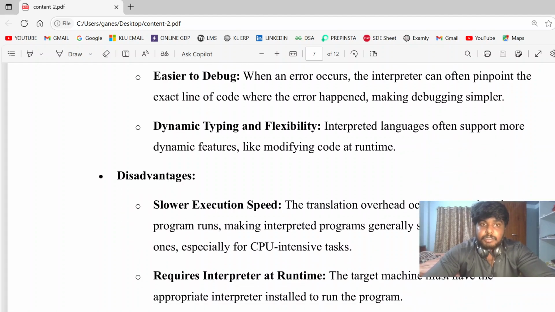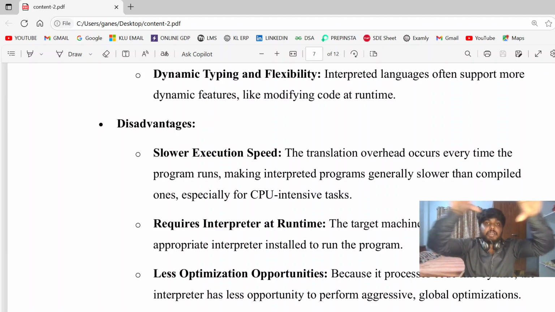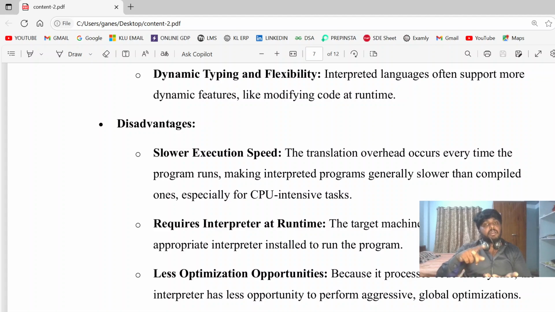The disadvantage is that execution speed is always slow. It requires an interpreter at runtime and has fewer optimization opportunities, because it processes line by line. The interpreter has less opportunity to perform optimization. With line by line execution, we cannot see global optimization. If there is a long code and it is executing line by line, we cannot think of getting it optimized.